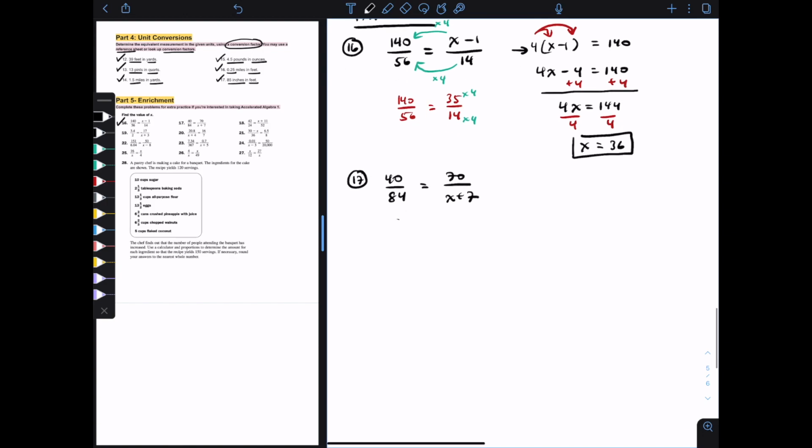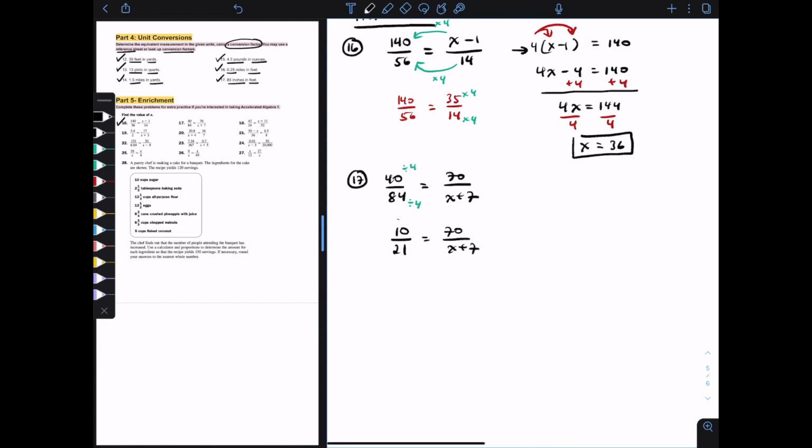Okay, so this one's a little bit trickier just because 40 doesn't go into 70 evenly. And we could use a fraction, but if I can avoid that, I will. But 80 has to get to this value the same way. So let me see here. I think we could divide this both by 4. That's a common factor. And if we divide them both by 4, we'll get 10 over 21, I believe, is equal to 70 over x plus 7.